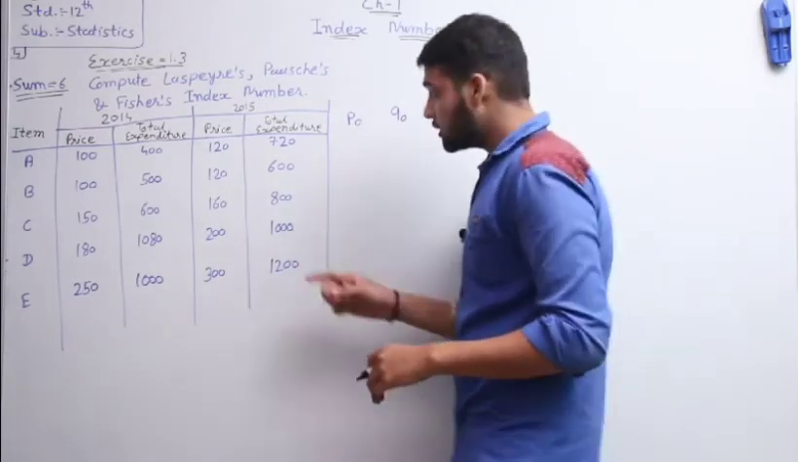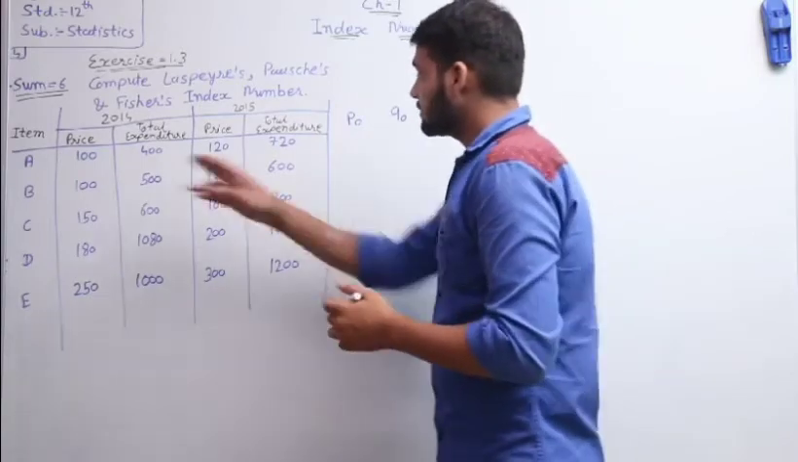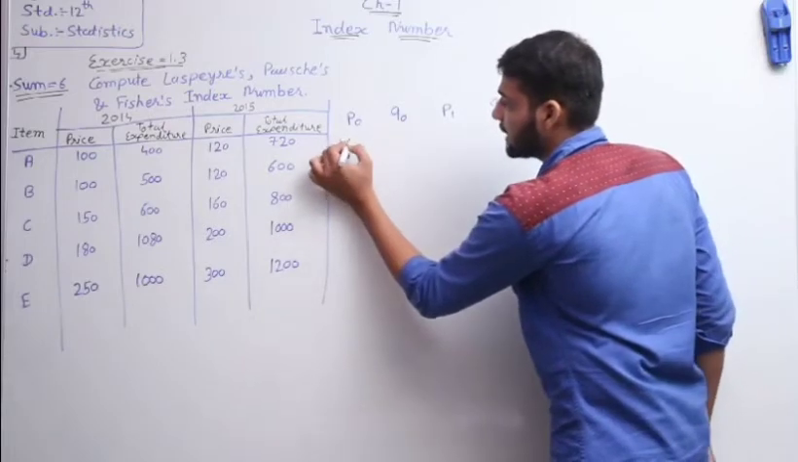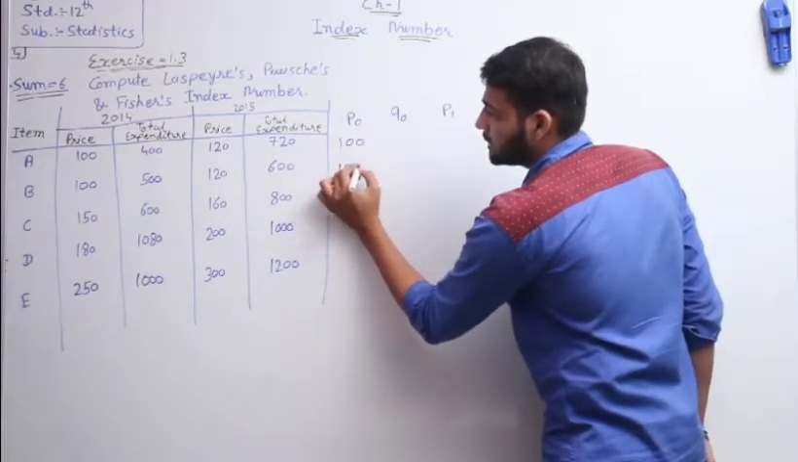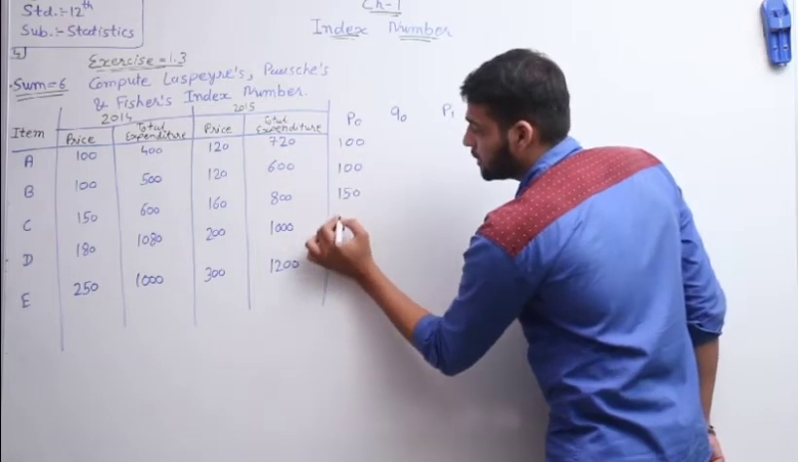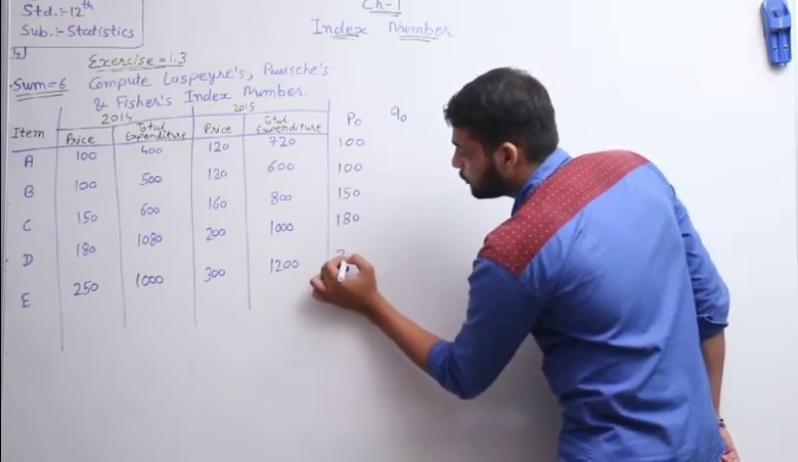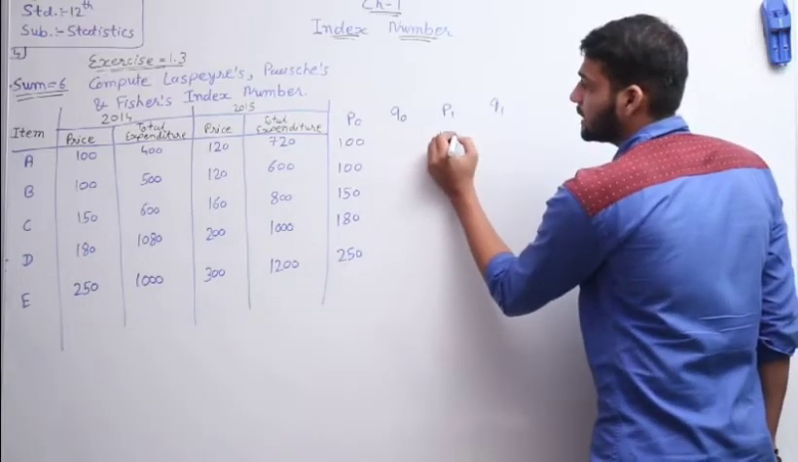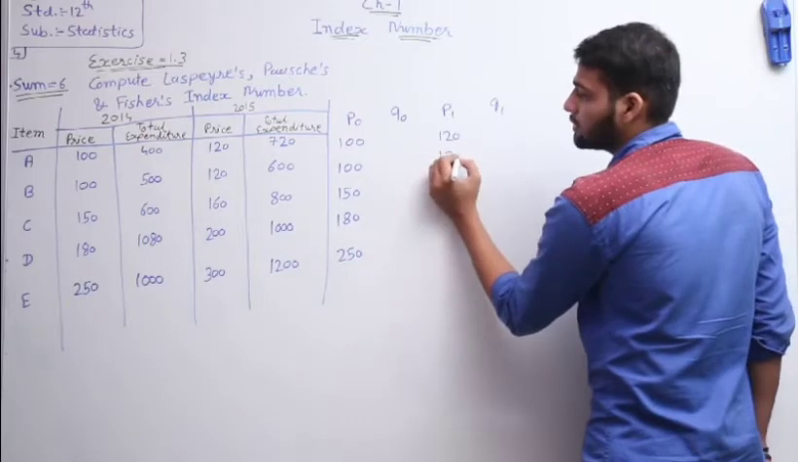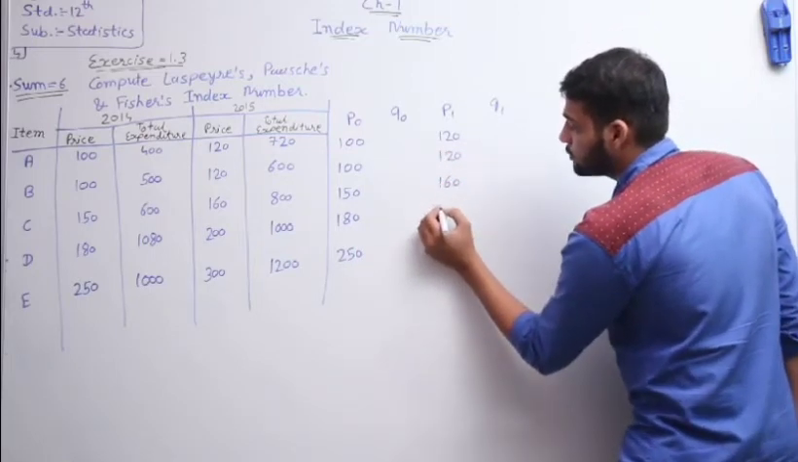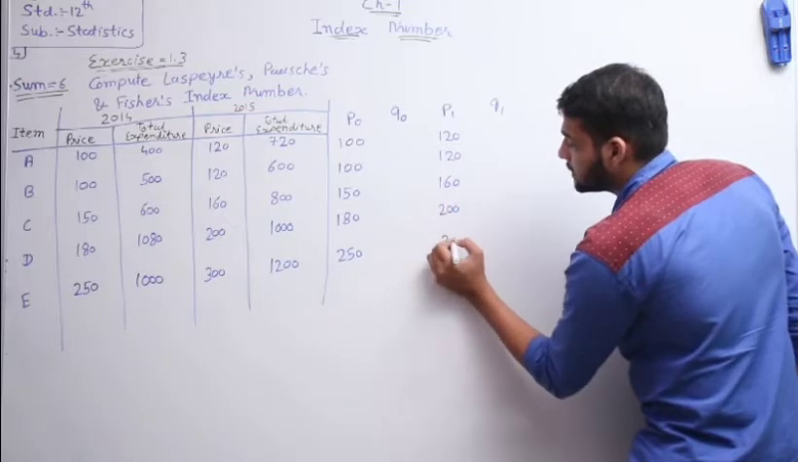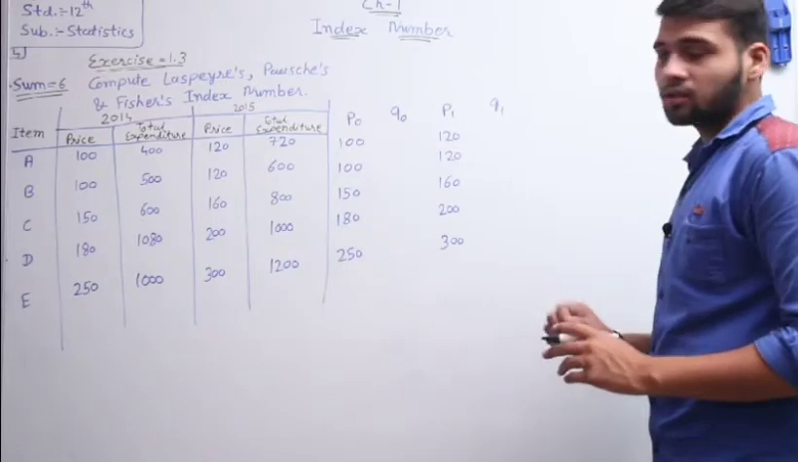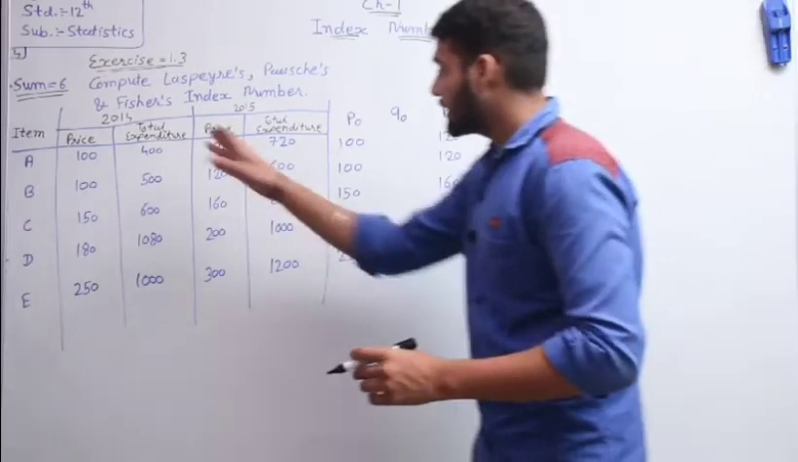First of all, we note down the same price column. For item A, the price is 100 as it is, then again 100, 150, 180 and 250. Okay students, and P1 is 120, 160, 200 and 300. Now, how do we find the Q0 and Q1 columns? First we look at the total expenditure column.